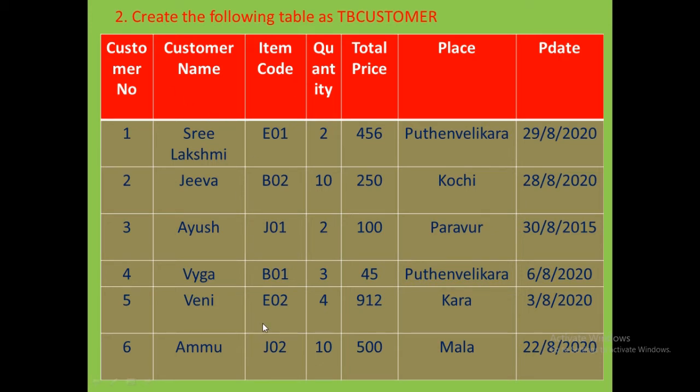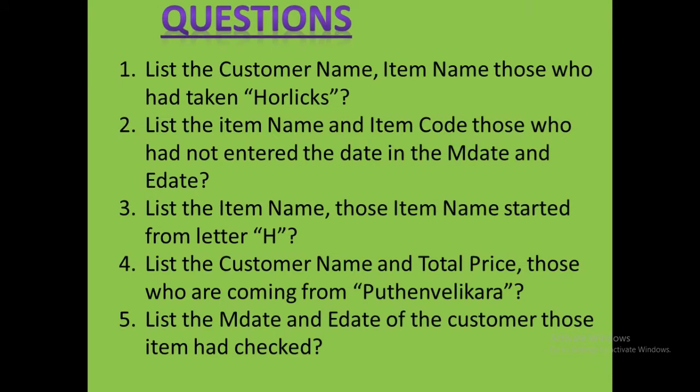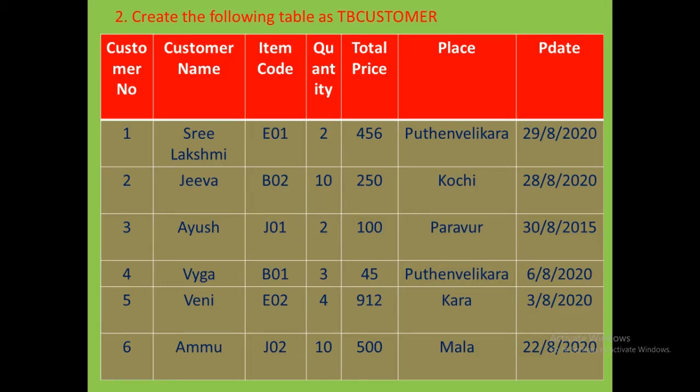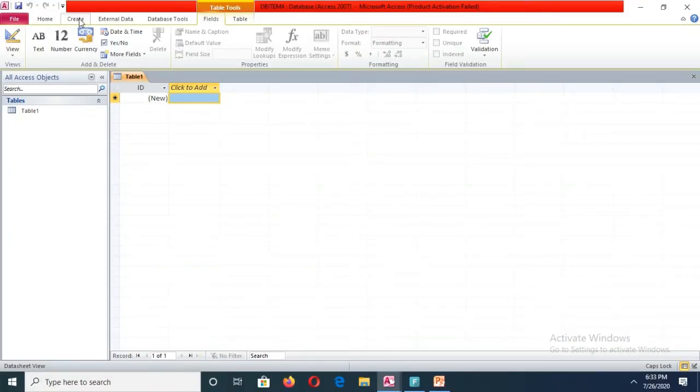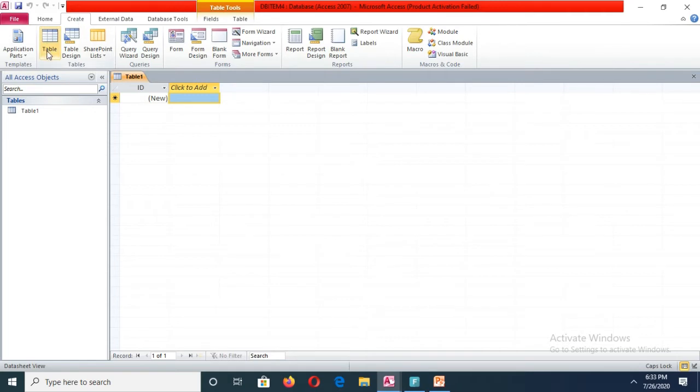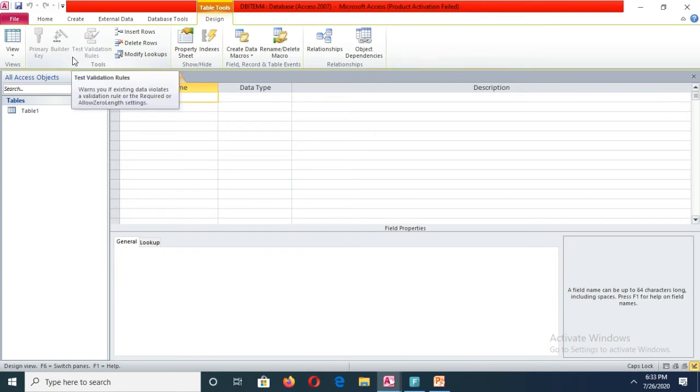After creating these tables, we have to find out the answers to these questions. How can you do this with the help of MS Access? I will help you. Shall we start? Then how can you create the tables? First you click on the create button. Then there are some options; you have to select table design. First we need to create the table design with this many fields. Here we are creating the first table. Then we need to enter the field names here. What are the field names?